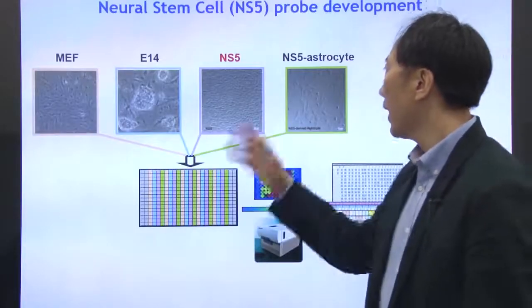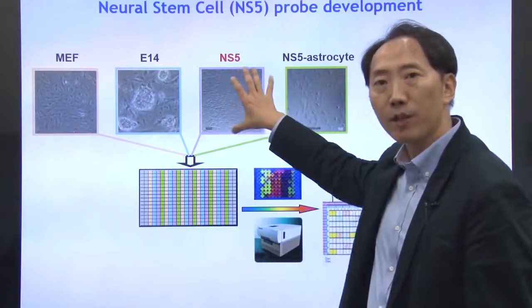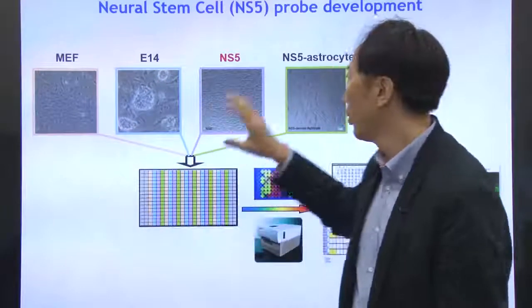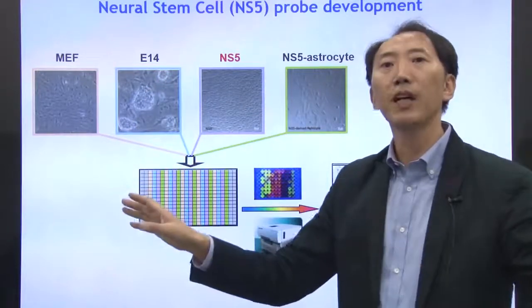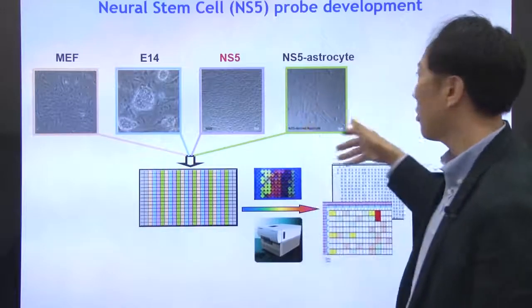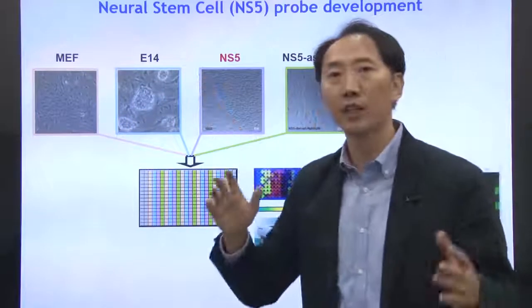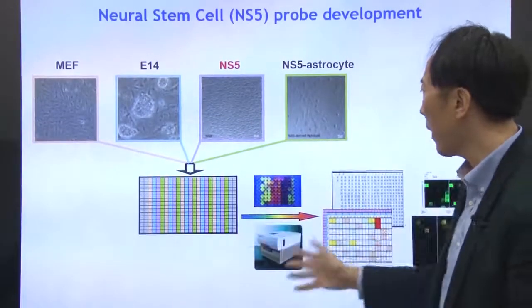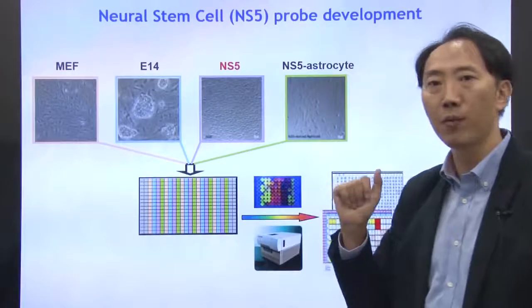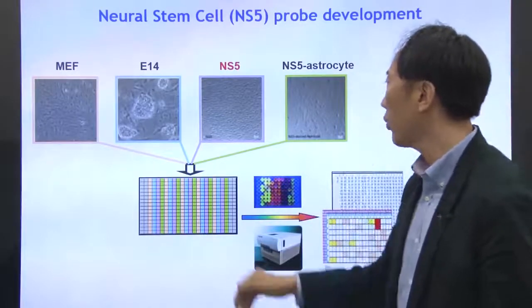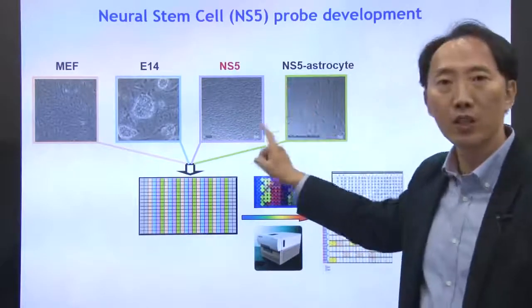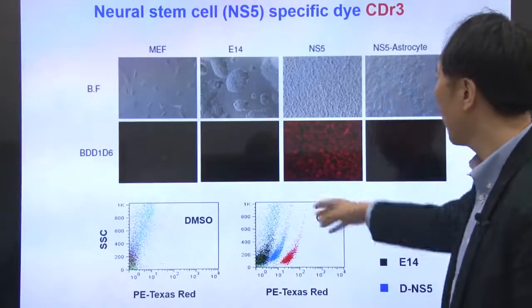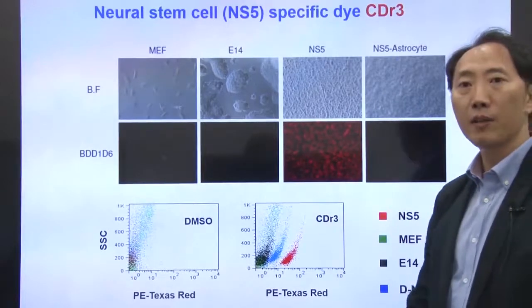So now the target is a neural stem cell. This is a stem cell, and this is a feeder cell. These are negative controls. Neural stem cells make several different kinds of brain cells, and the astrocyte is one of them. So these three cells are negative controls, and only this cell is a positive control. Using the same platform, the 384 well plate format, we can test very quickly and find compounds which stain only neuronal stem cells.